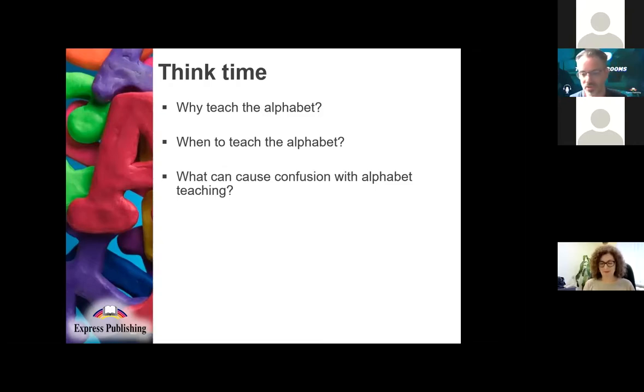What can cause confusion, as I've just mentioned, yeah? Sorry, I get carried away and I don't always wait for my bullet points. The confusion can be caused by this lack of correlation between name of letter and pronunciation of letter and all the other things we've mentioned and we saw in that video that can be very, very confusing for our learners.